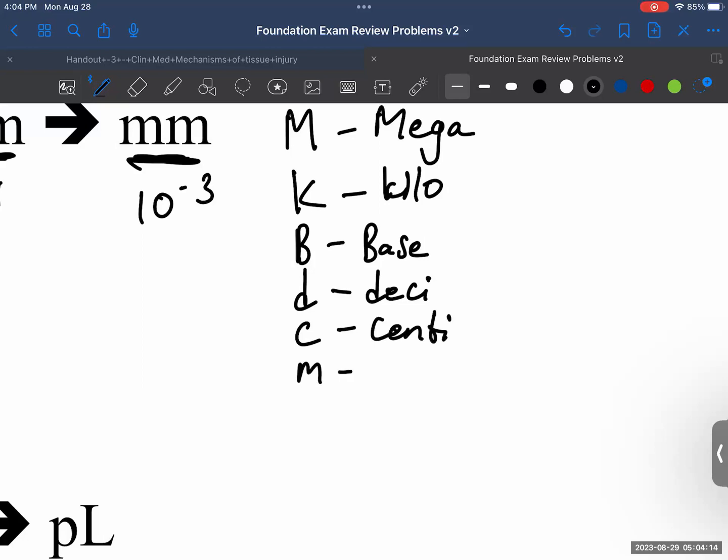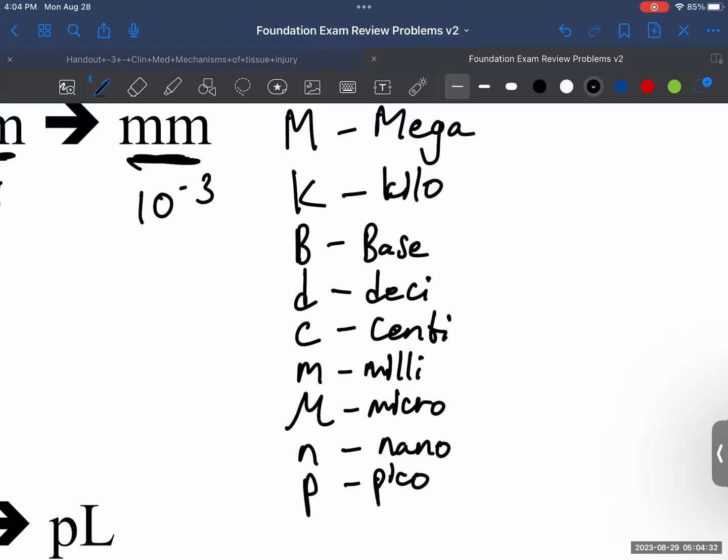Lowercase m. Milli. There's this weird Greek symbol. Micro. Now we're getting really small. Lowercase n. Nano. And then lastly, lowercase p. Pico.